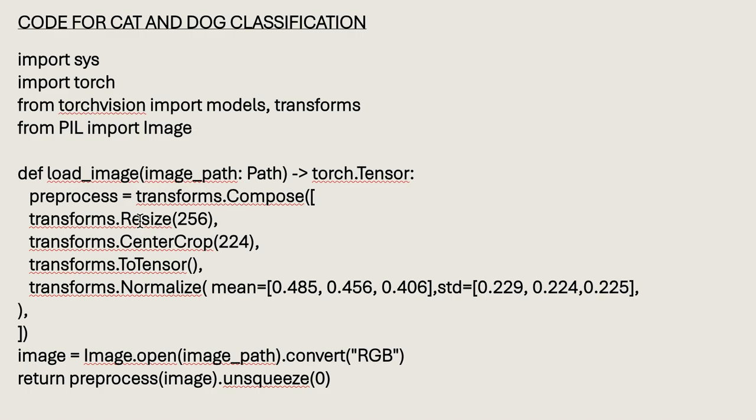So what it does is that it resizes the image which we have passed to 256, which is recommended by ResNet, and also crops it to 224 by 224, width and height. Then it will transform it into tensors.